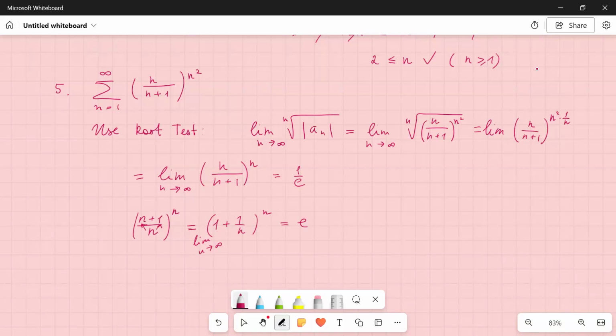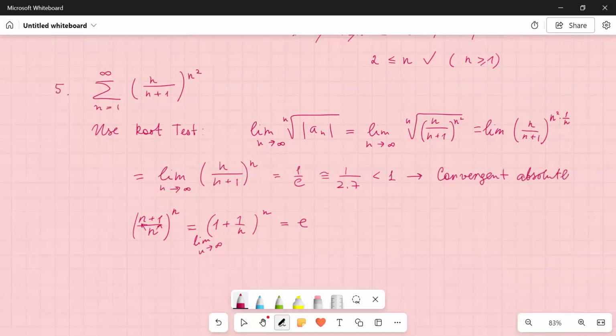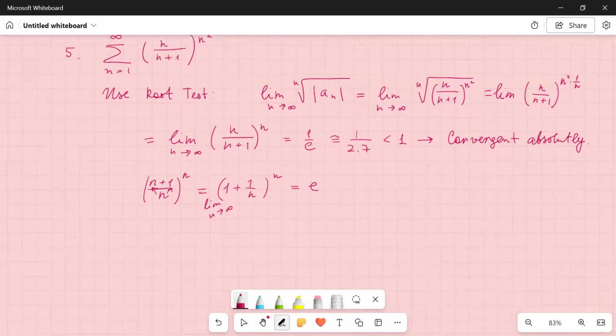Well, remember that e is approximately 2.7, so I have approximately 1 over 2.7. This is obviously less than 1. So we are going to say by root test the series is convergent absolutely. Okay, you see that it was obvious to use root test here because the power was n squared. Otherwise, if it's not that obvious, don't use it.